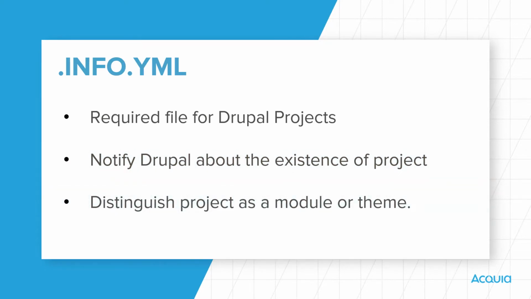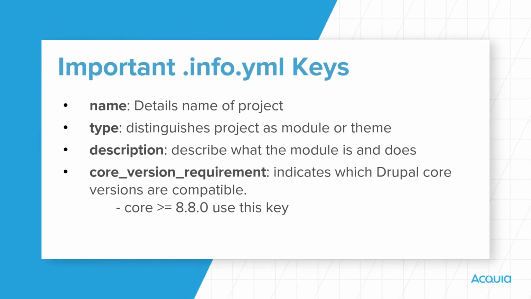So now, before we begin coding, realize that every info.yml file must contain certain keys in order for Drupal to be able to actually install the accompanying module. At a minimum, you must provide the keys of name, type, description, and core_version_requirement. The name key details a name for your module. This is what is displayed on the Extend page of your Drupal site.